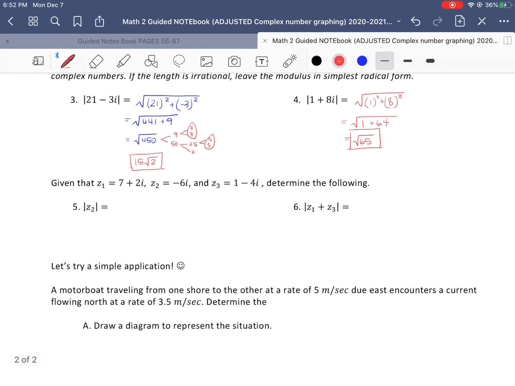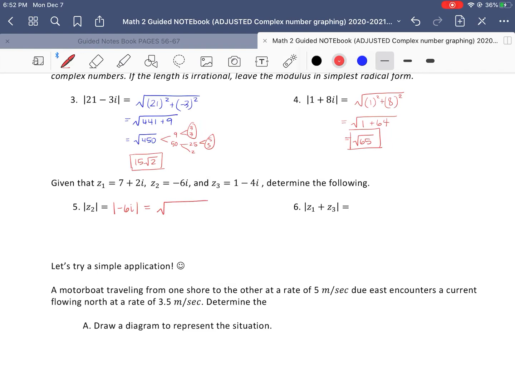Now, putting this all together, if we're using this notation here, it says given that z sub 1 is equal to this complex number, and z sub 2 is this complex number, and z sub 3, and so on, determine the following. So immediately when we see those absolute value bars, we know that this means the modulus of z2. So the modulus of z2, I'm going to put z2 in there, right?